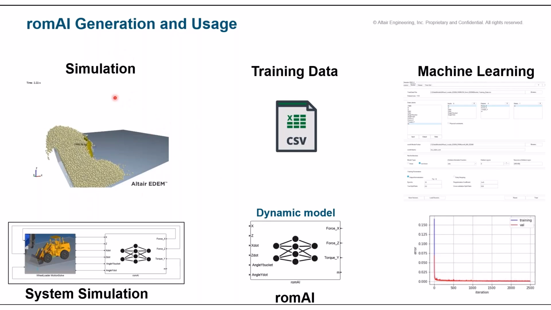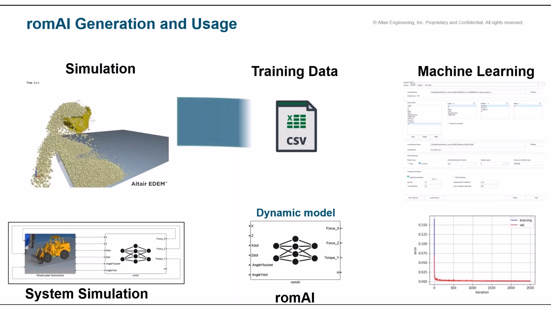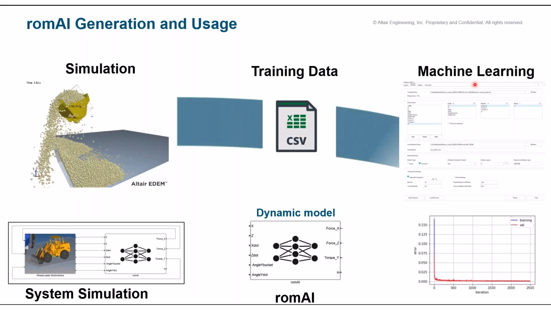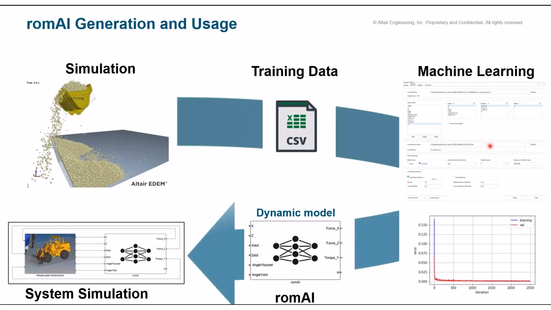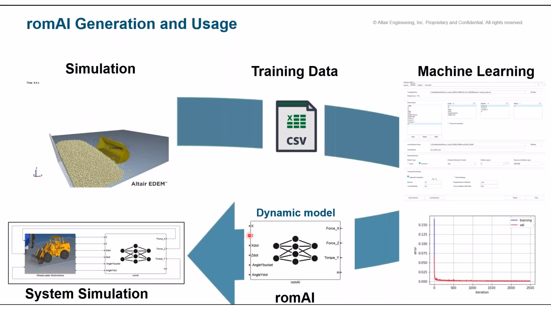So you would have your DEM or EDEM simulations first, and you would create a bunch of training data out of it, and then use romAI to create a reduced order model. This reduced order model is now a representation of the DEM model. It can be coupled with, let's say, a multi-body dynamic solver, and you don't need to couple EDEM, the DEM solver, with the multi-body dynamic solver, and that speeds up your simulations a lot.